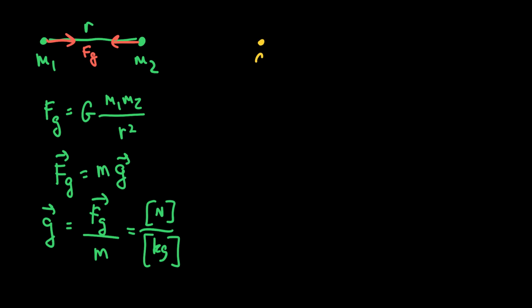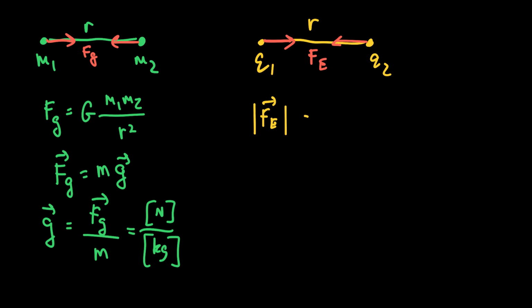Similarly, if I have two charges, q1 and q2, that are separated by a distance r, then those two charges will exert an electric force on one another. And that electric force could be attractive or repulsive, but they will be equal and opposite. And we know that the magnitude of that electric force between those two charges is equal to Coulomb's constant, K, times the magnitude of the two charges, q1 times q2, divided by the distance between them squared.